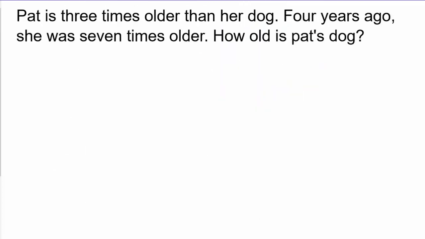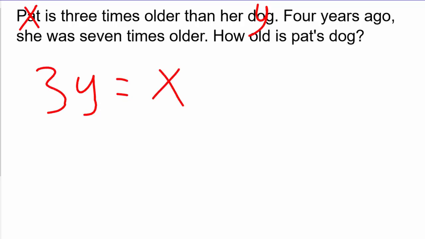The next question says, Pat is 3 times older than her dog. So I'm immediately gonna give x and y, so I know what I am doing. I'm gonna say Pat is x. The dog, I'm gonna say dog is y. So again, Pat is 3 times older than her dog. So her dog is y, right? So multiply that by 3. That is equal to Pat's age today.